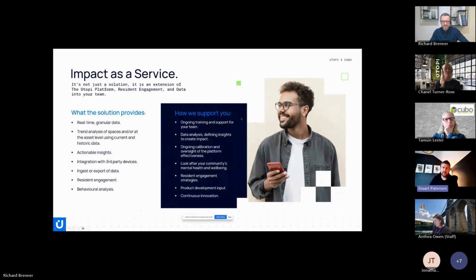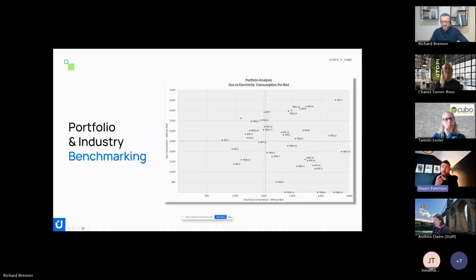Richard, if you could skip to the next slide, that would be lovely. It would have been good if we had a slicker way of doing this rather than me asking every time, but we'll learn. I'll nod my head.